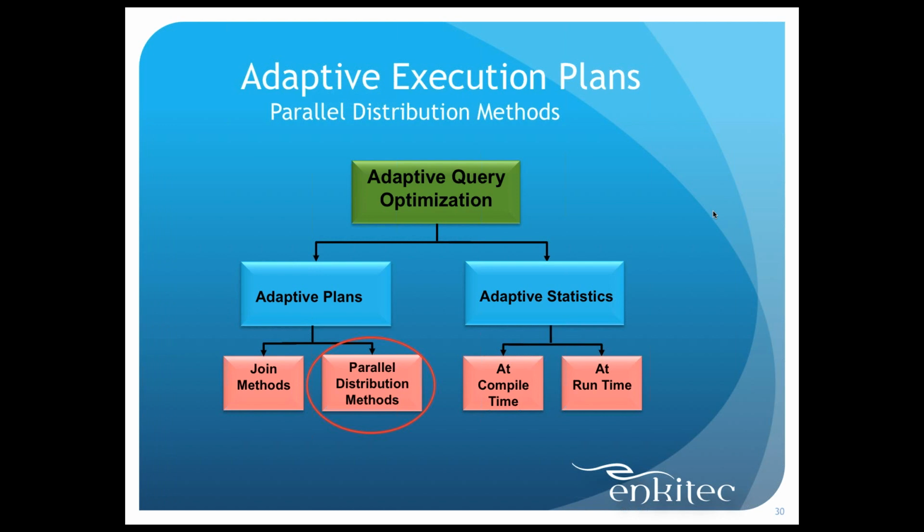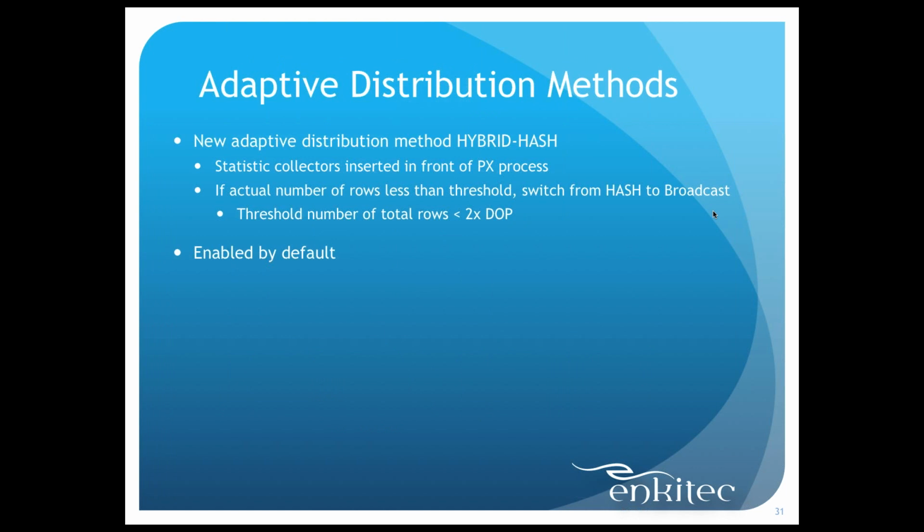The next topic is parallel distribution methods. Another thing that they can adapt on the fly in 12c is the distribution method for parallel queries. There's a new distribution method called hybrid hash, and it's pretty much a hash distribution method, so it's going to try to send records to slaves based on a hash algorithm. But there is a statistics collector inserted in front of the parallel process to capture how many rows are going to each one of the slaves. If it notices that there's not an even distribution of rows going to the slaves, or not enough buckets going to the slaves, then it can fall back to a broadcast distribution method. And it is enabled by default.